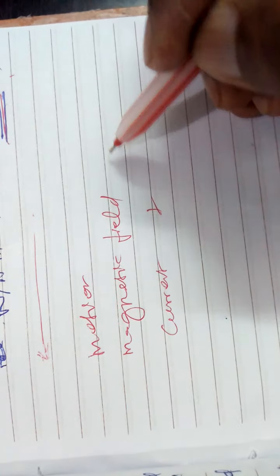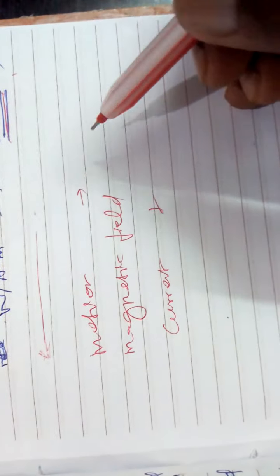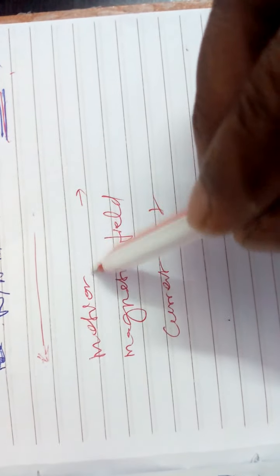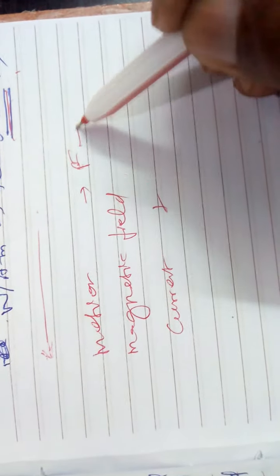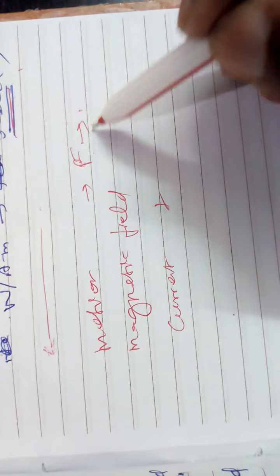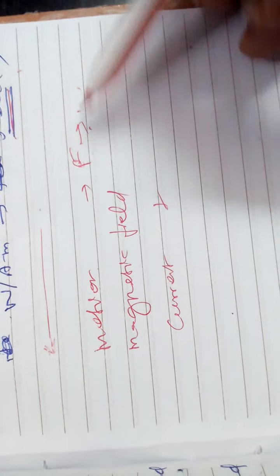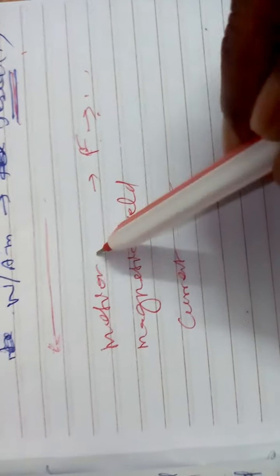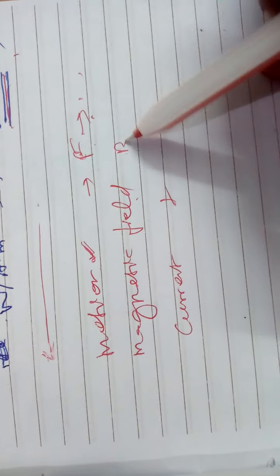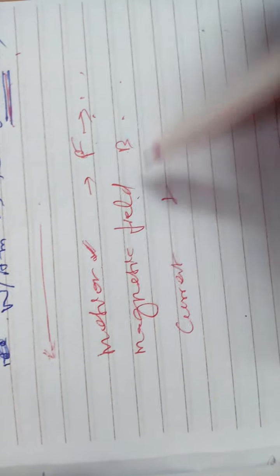This is the motion, the direction in which force is applied, meaning the direction of the force. Force is in this direction, meaning this motion. Which direction is the force in? The motion is telling us the direction of the force. Magnetic field B is north to south, and then the current.